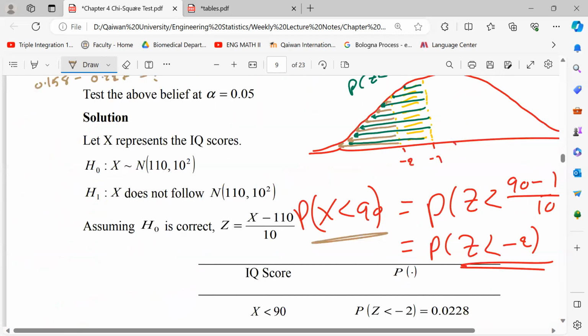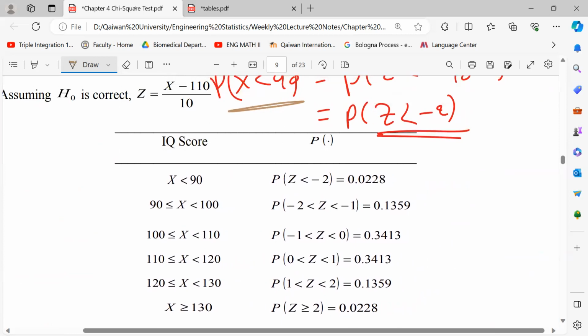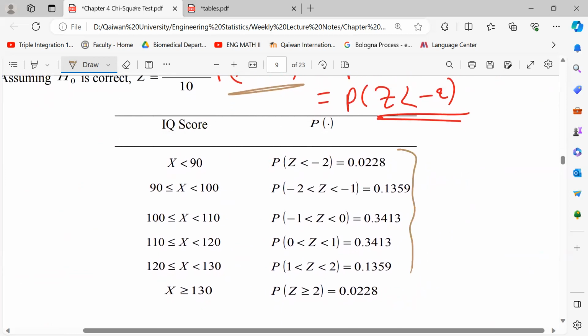It actually takes time to find them all here. These are the probabilities of all of them. Probability of greater than 2 is 1 minus the probability of less than 2. Only this one is different from the previous ones. You get the probability of Z less than 2 from the table and subtract it from 1. You get the result.